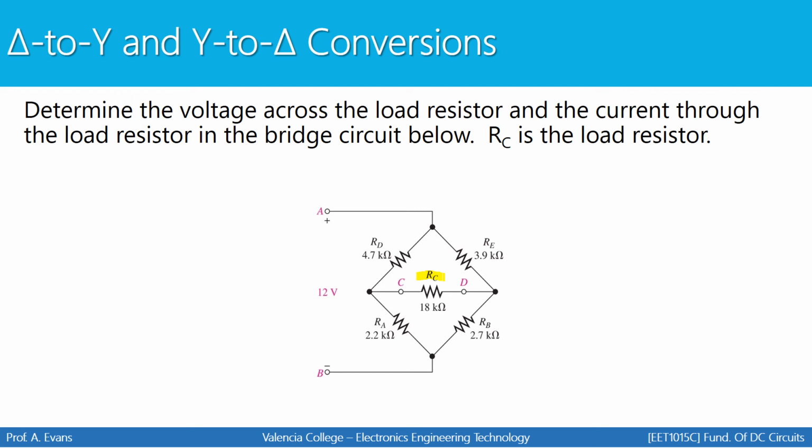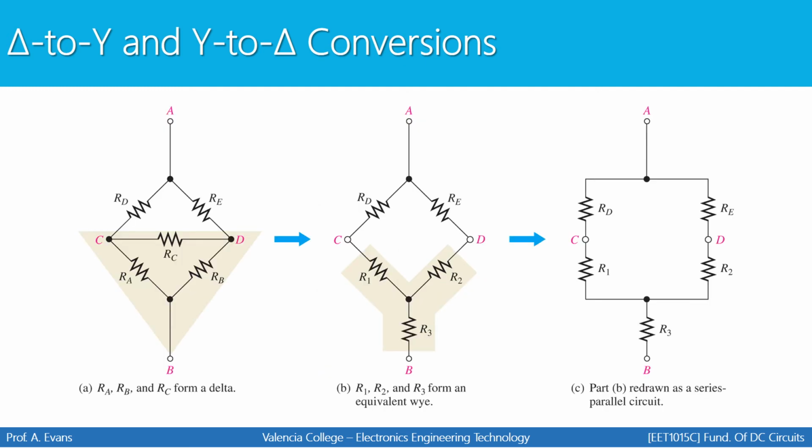So what we're going to do is use a delta to Y conversion in order to make this circuit a little bit simpler to analyze. Keep in mind this bridge is built up of two deltas. Here's a delta on the top. Here's a delta on the bottom. Either one of those can be replaced with a Y. And in this case, replacing it with a Y will make it simpler to analyze. Here's how.